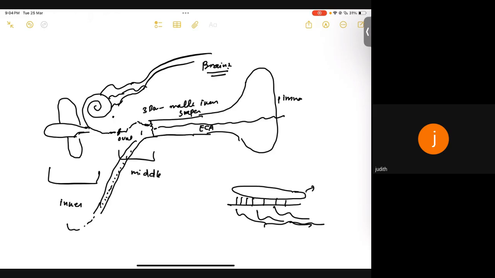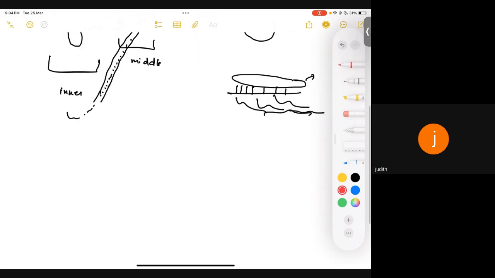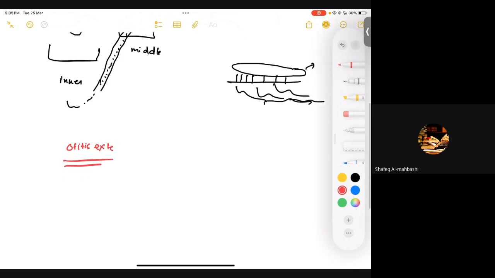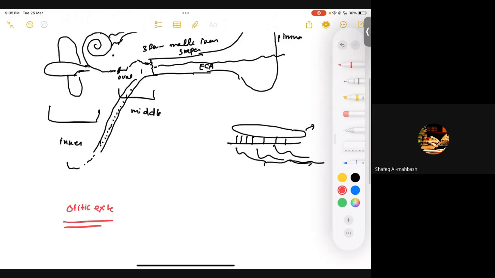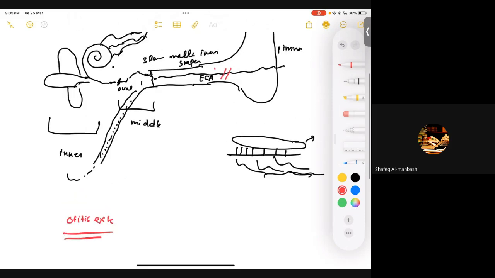So let's discuss a condition known as otitis externa. Do you guys know what otitis externa is? Yes, inflammation of the external auditory meatus. Perfect. So otitis externa is basically inflammation of the external auditory canal or external auditory meatus, right? So for example, if we have inflammation here.